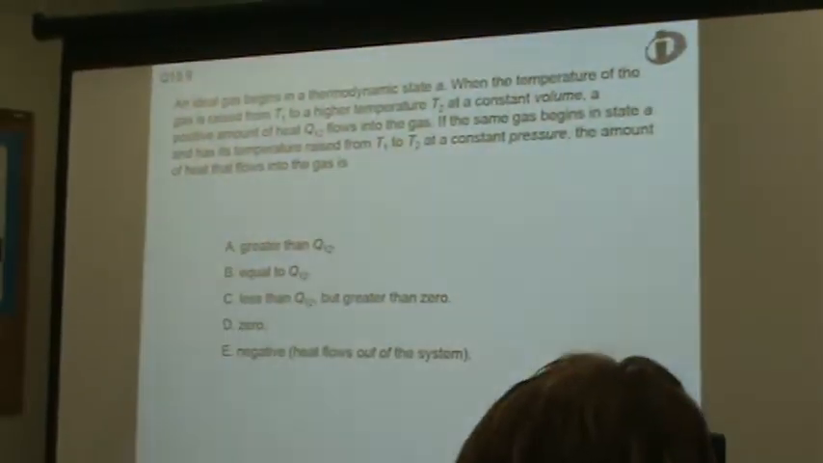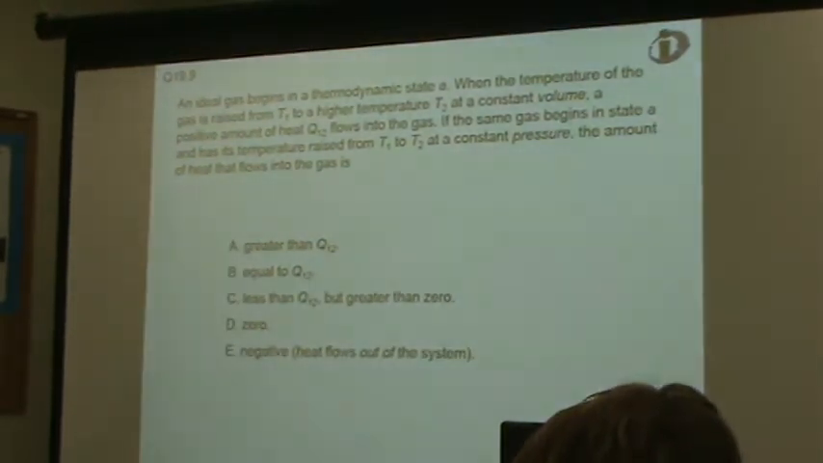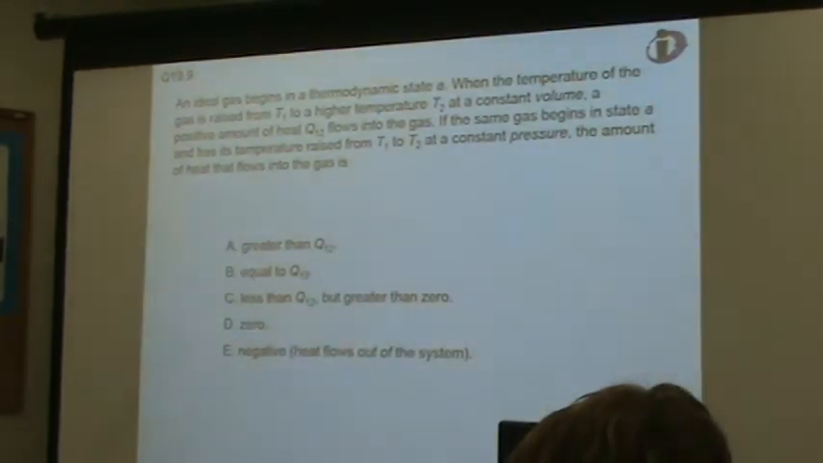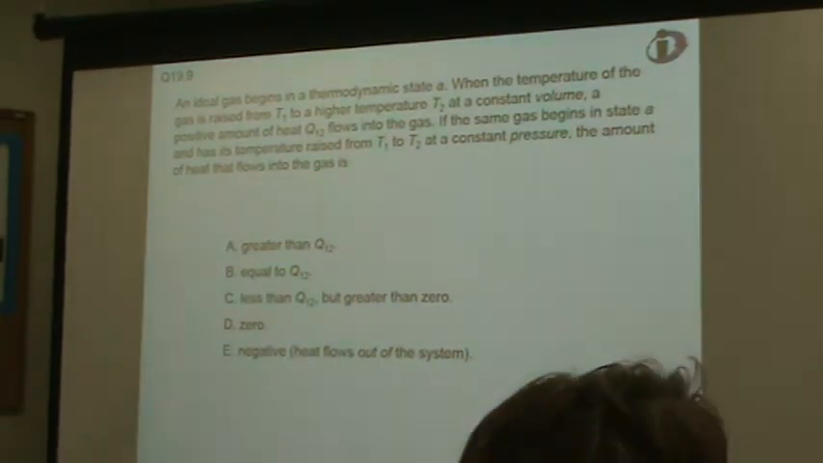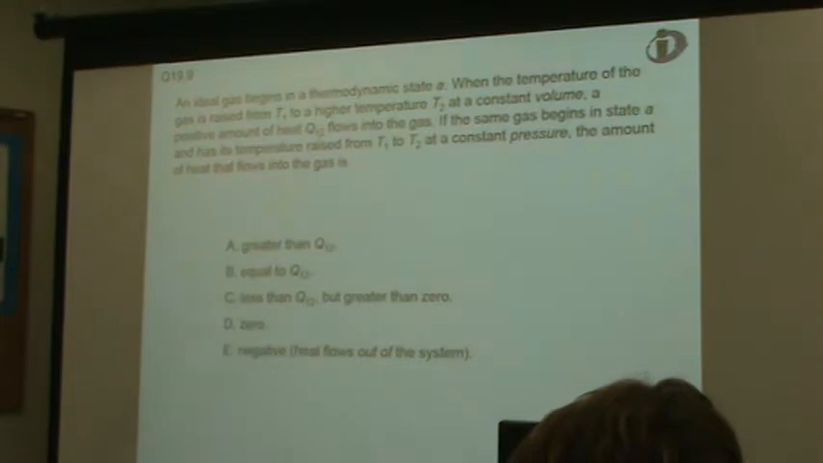Okay, question 19.9. An ideal gas begins in a thermodynamic state A. When the temperature of the gas is raised from T1 to a higher temperature T2 at constant volume, a positive amount of heat flows into the gas. If the same gas begins in state A and has its temperature raised from T1 to T2 at constant pressure, the amount of heat that flows into the gas is what compared to Q12?